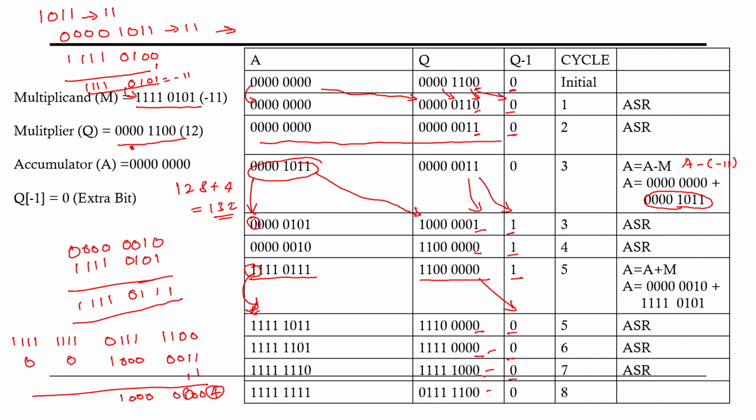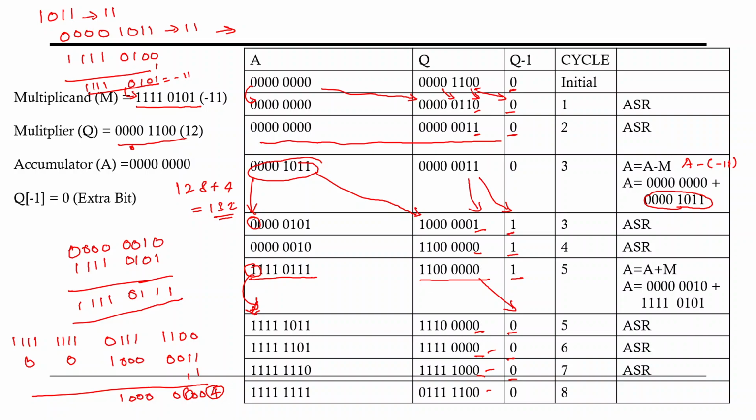So this is how we can perform multiplication for signed numbers by comparing the bits. Simple: Q0 and Q minus 1. If it is 0, 0 or 1, 1, no need to perform any plus or minus, straight away go for arithmetic shift right. If it is 0, 1, you need to perform a plus M and then shift right. If it's 1, 0, perform minus M and then perform shift right.